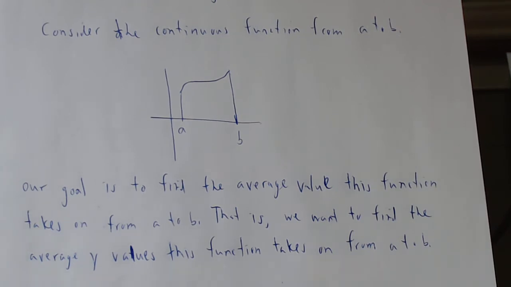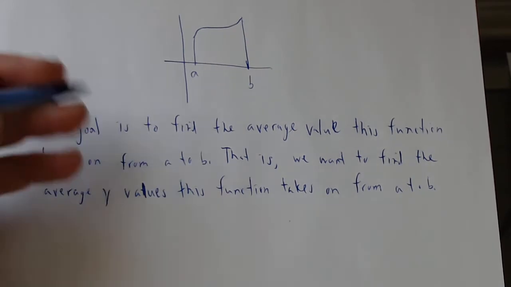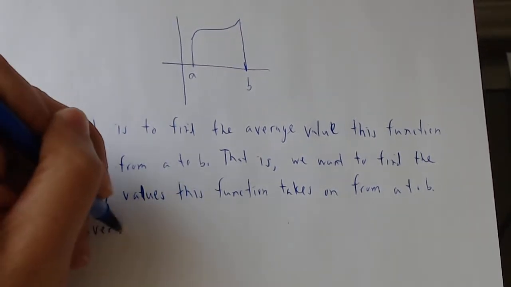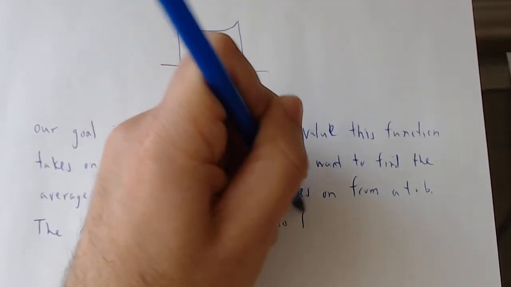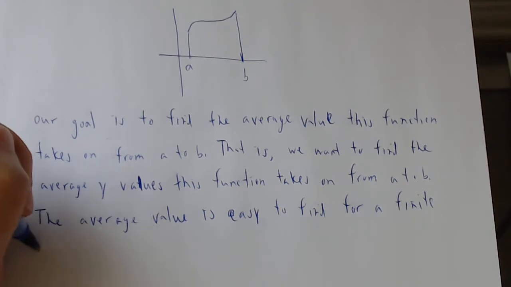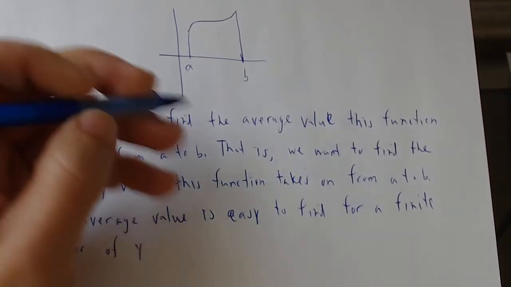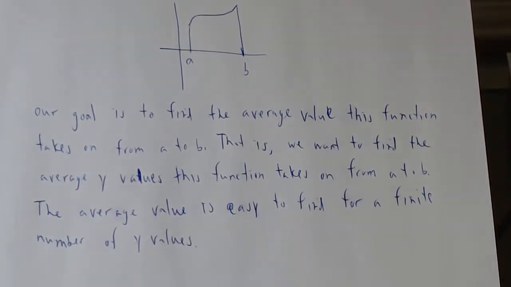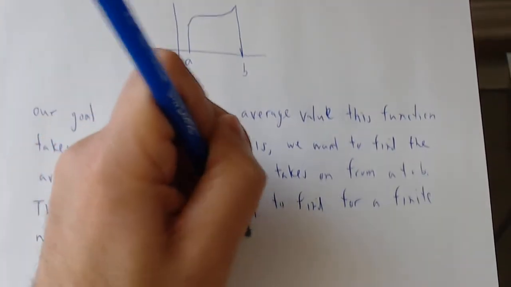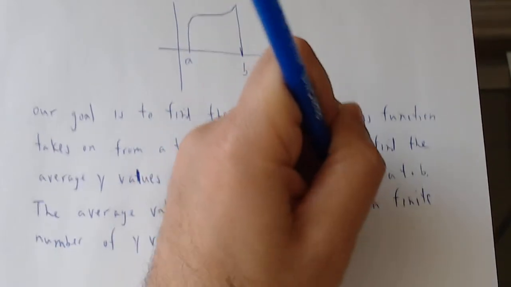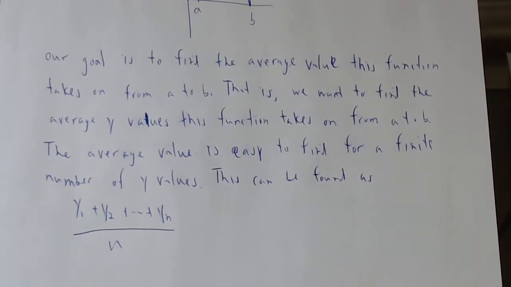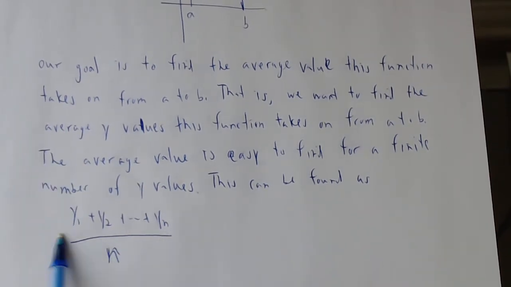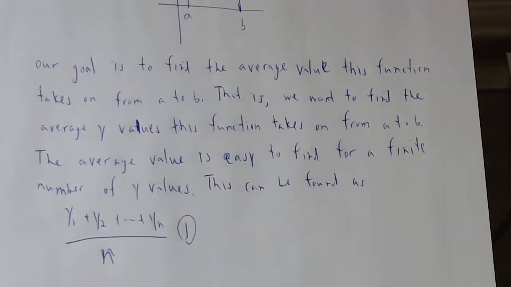So here's what we know. For the finite case, that's not difficult. In fact, we're pretty good at doing that. So we could say, look, the average value is easy to find for a finite number of y values, right? And as always, how do we find the average value? This can be found as y sub 1 plus y sub 2 plus all the way to y sub n divided by n. So you're basically grabbing all of your y values, adding them up, and then dividing by how many y values you have. Let's call this equation number 1 because we're going to reference this in a minute.